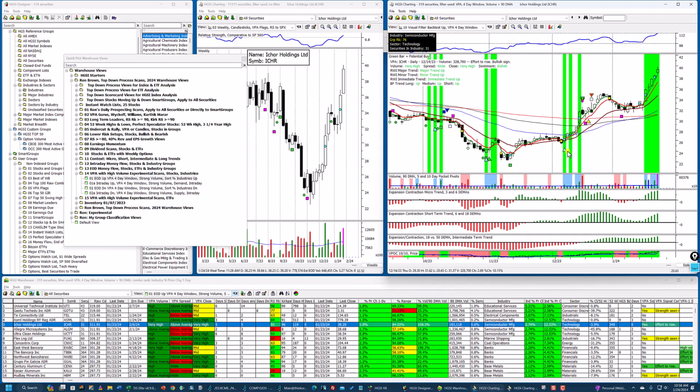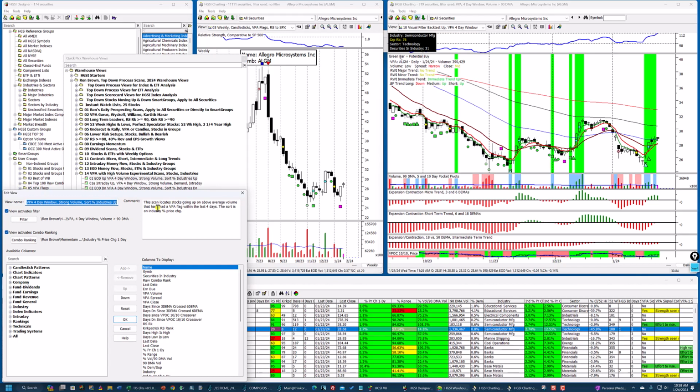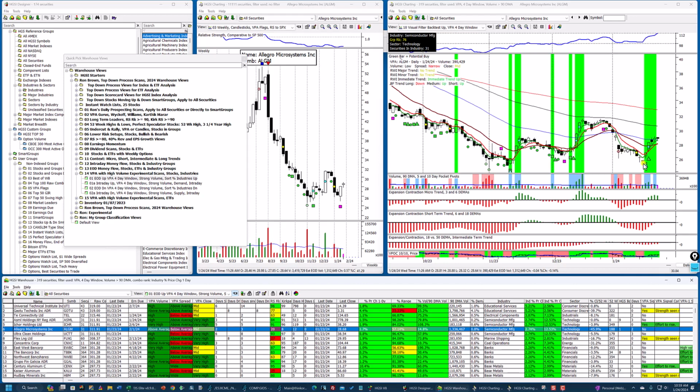These signals are not all going to work, but I'm encouraged with this because it shows me stocks that are really in demand. By the way, it has a comment on these. These are stocks that meet the requirement of VPA flags within a 4-day window and also above average trading volume. Right here's a column, by the way, that says days since the last signal, and you can see that these are all within the 4-day window.